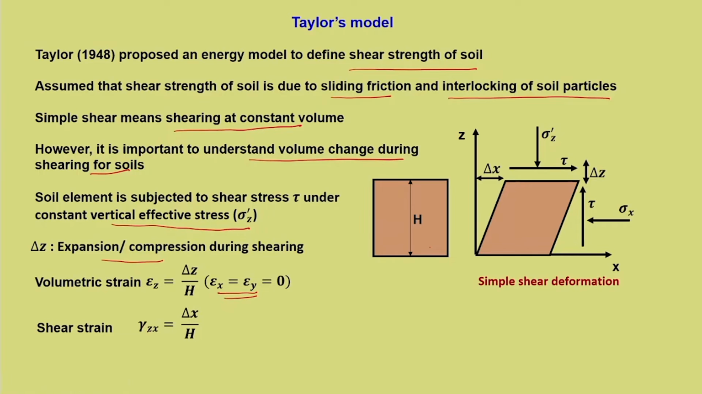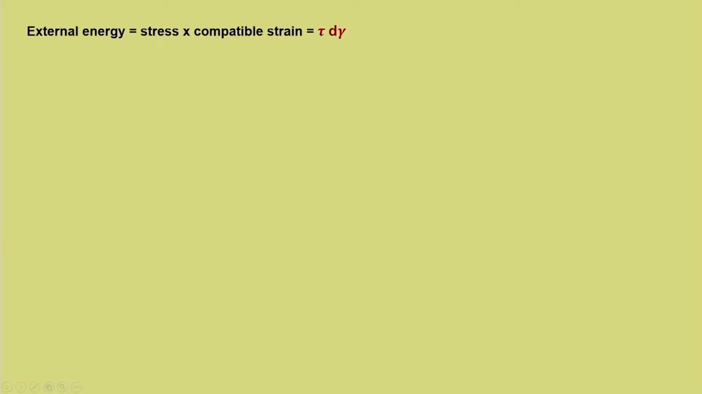So shear strain gamma zx is equal to delta x by h. This is the concept of linear strain, and the shear strain was discussed in module 1, so that it is easy for you to understand. So delta x by h is the shear strain. The incremental shear strains are d gamma and d epsilon z. According to Taylor's model, external energy, because it is an energy based concept, is stress into compatible strain. Now, what causes shear? That is tau into d gamma. This is the compatible strain, or the shear strain.